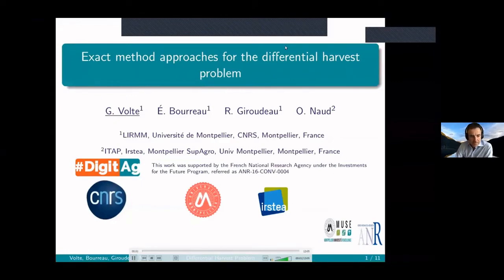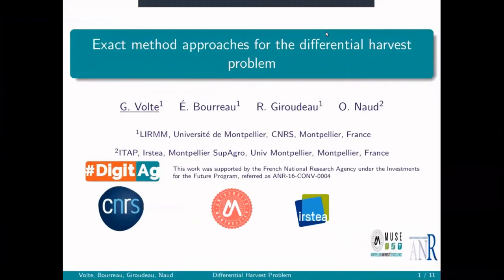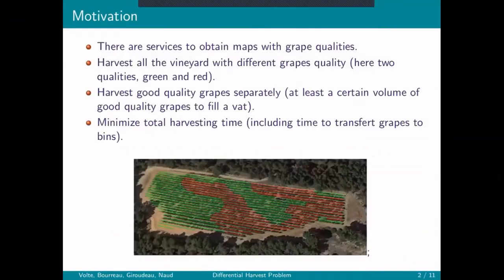Hi everyone, my name is Gabriel Volte and I will introduce you my work on the exact method approaches for the differential harvest problem. So in few words, what is a differential harvest problem? You have a vineyard with two grapes quality, here in green and red, and we want to harvest all the vineyards and harvest separately good grapes quality. We want to do that while minimizing the total harvesting time.